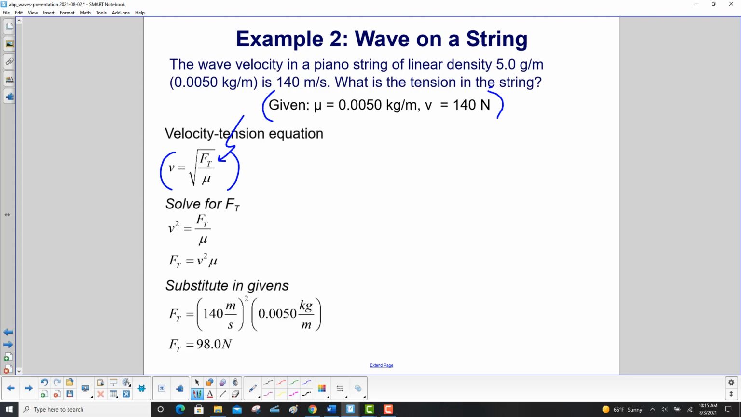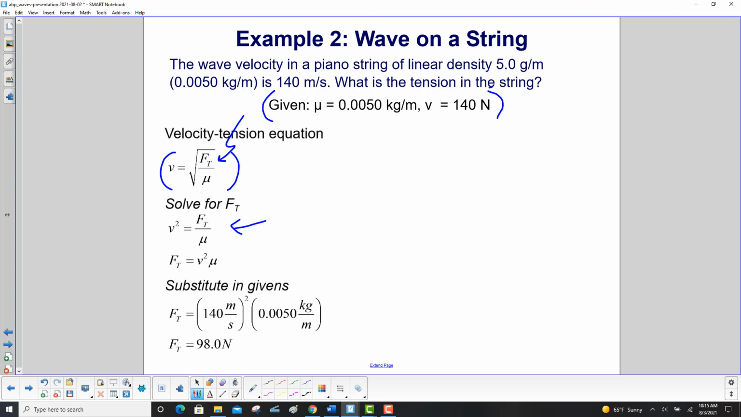And whenever you have a square root, you kind of want to get rid of it. So how do you do that? Well, let's square both sides. So when you do that, you have velocity squared is equal to tension over linear mass density, right? We got rid of the square root by squaring it.